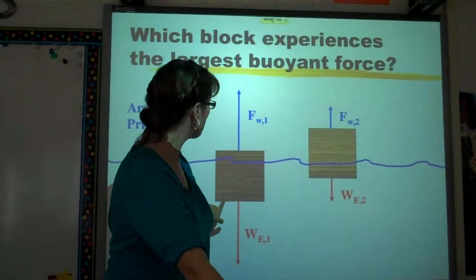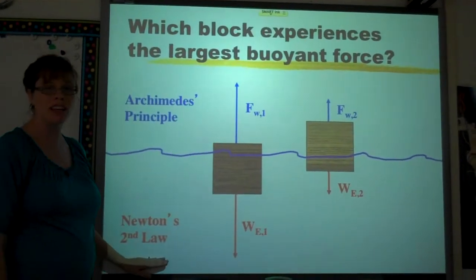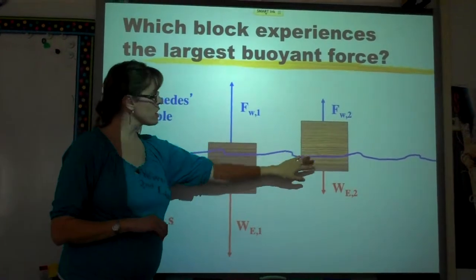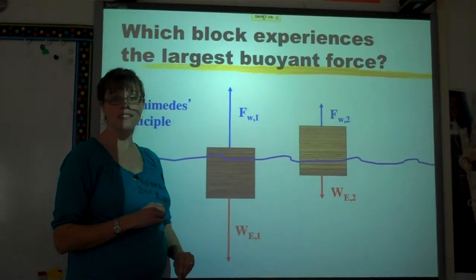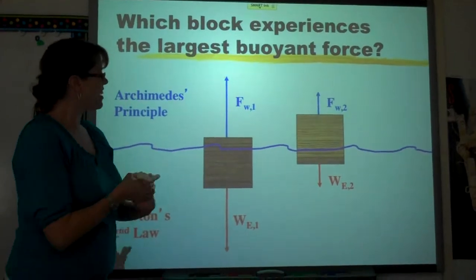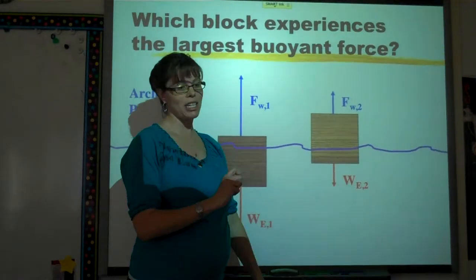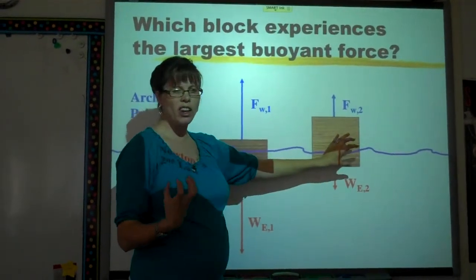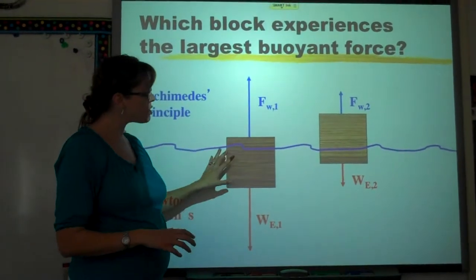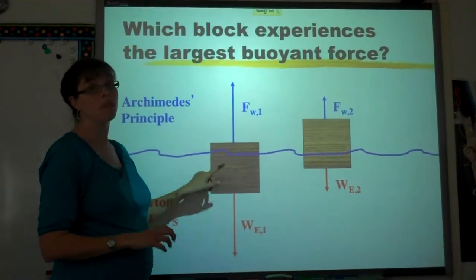Since they're floating, the buoyant force is equal to the weight. Remember Newton's second law, F net equals ma. What is the acceleration of each of these blocks? 0! Yay! It's 0! Okay, so that means the buoyant force has to equal the weight for each object. So this would be more like balsa wood, very light wood, and this would be more like oak, very heavy wood. Even though they both float, they're both the same size block, this has a greater buoyant force because more of the block is underwater.